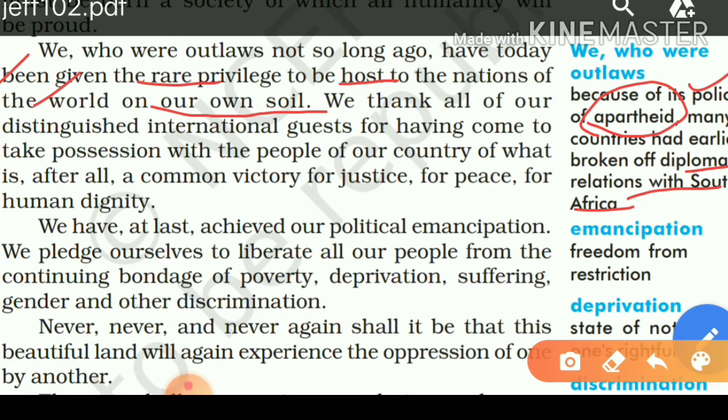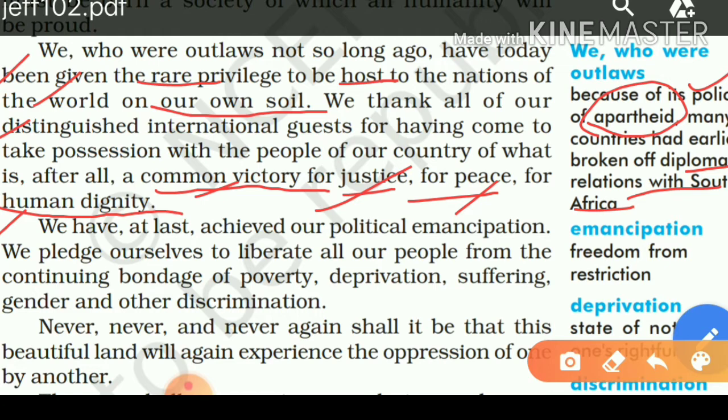So he says, we thank all of our distinguished international guests for having come to take possession with the people of our country of what is, after all, a common victory for justice, for peace, for human dignity. Now he says that he was thankful that all the international guests came there to take possession, means to just have, means to feel the pleasure of having justice, peace, and human dignity, because it was like a common victory for all.